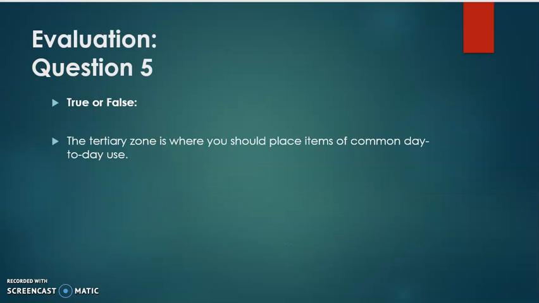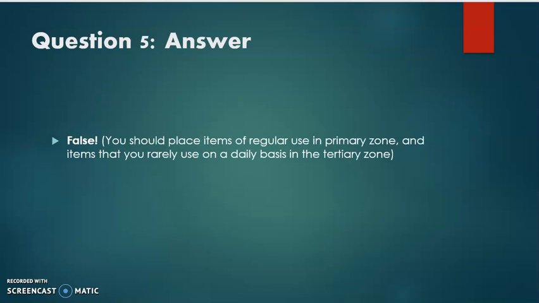So question 5, is this one true or false? And the answer is false, as you should be placing items of rare use in the tertiary zone.